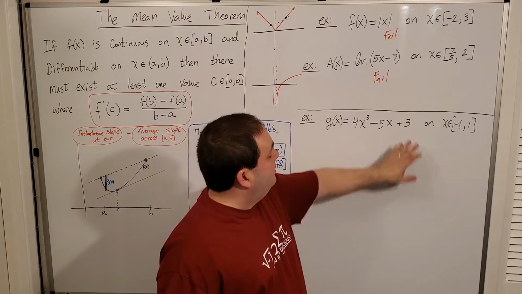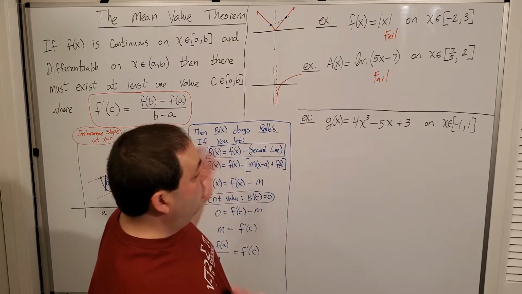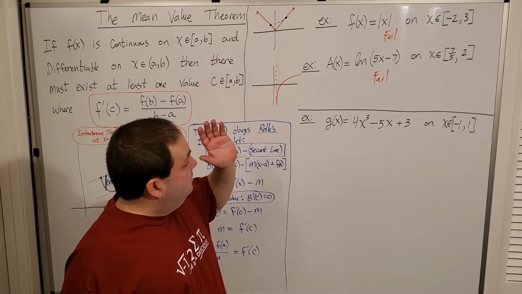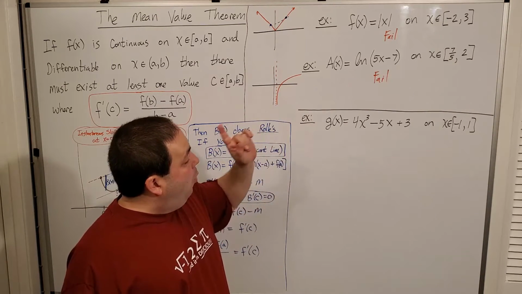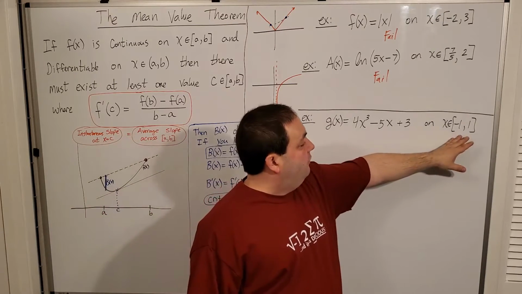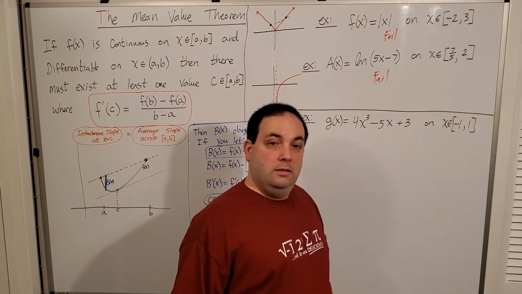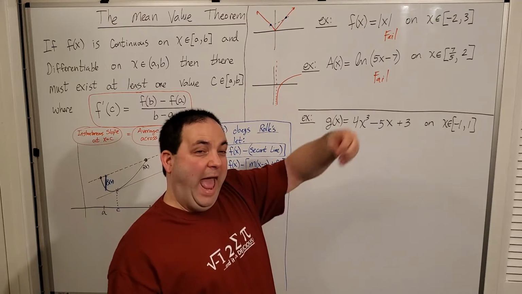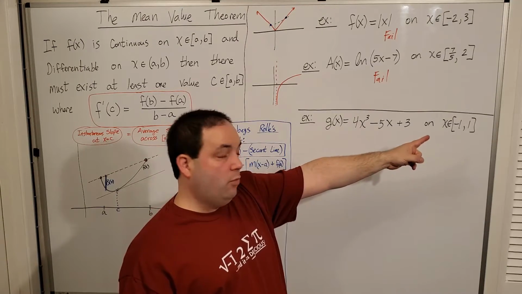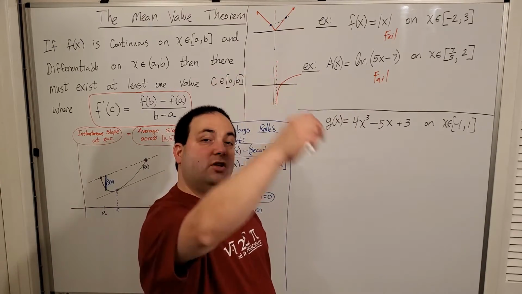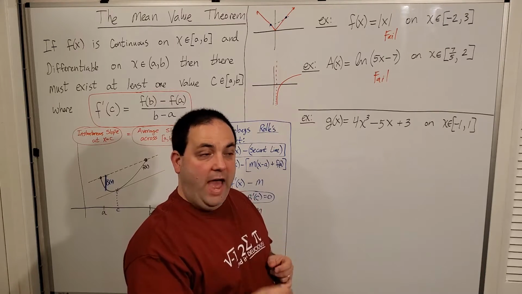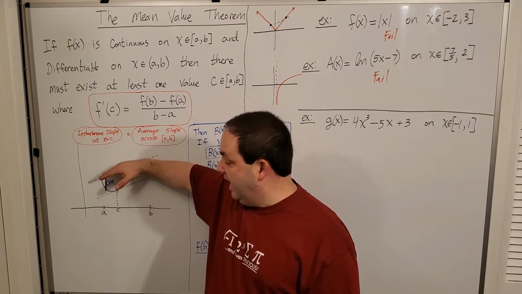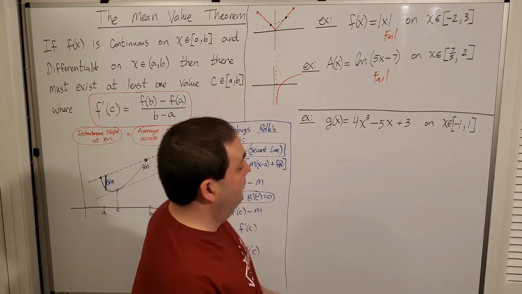4x to the third minus 5x plus 3. It's a polynomial, so we know it's continuous everywhere, differentiable everywhere. So what I want to know is what points on this interval have a corresponding slope. I can find a secant slope, an average rate of change from -1 to 1, and then I can also show where the values between -1 and 1 are where the tangent slope is the same as the secant slope. So let's see.